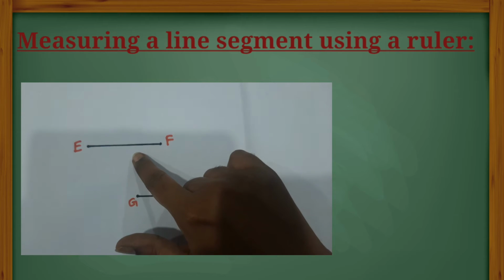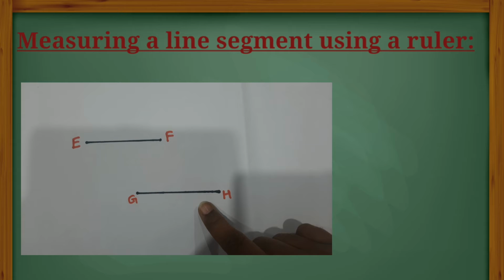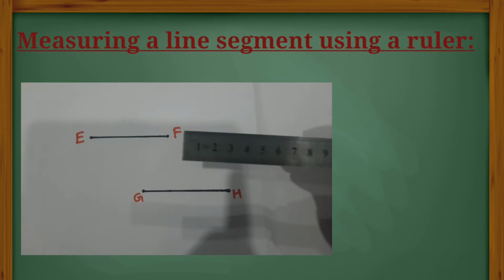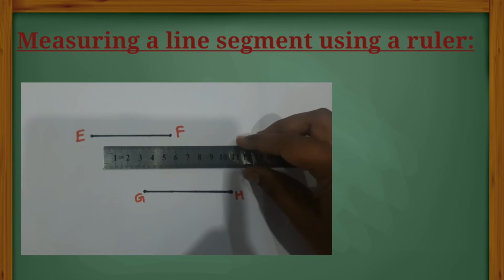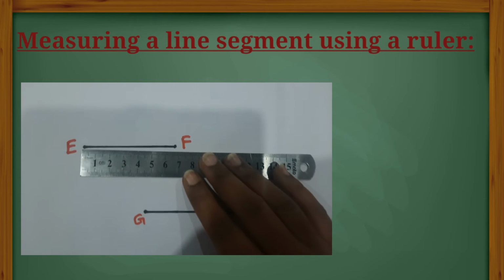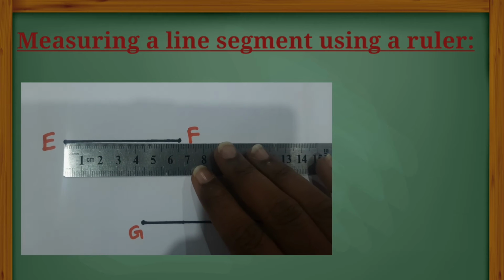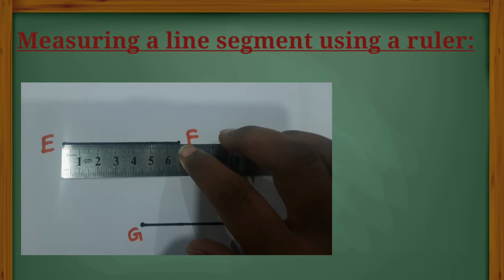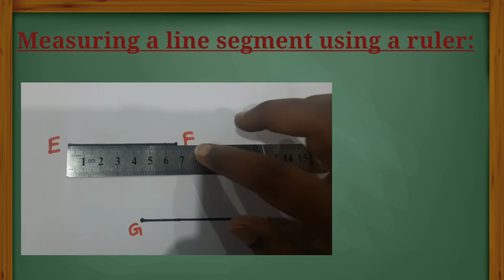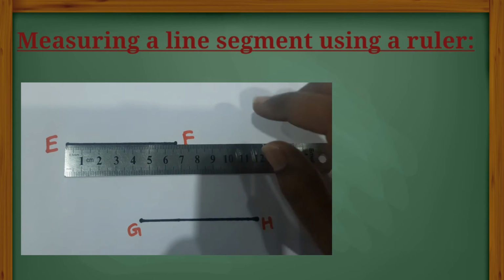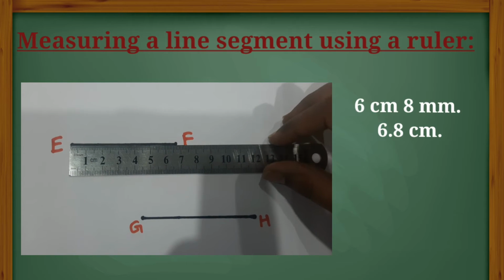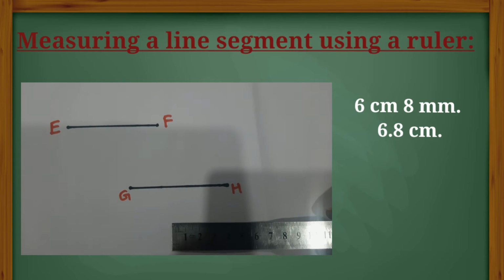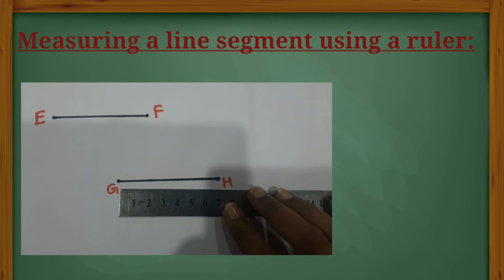Children, see here I have two line segments, EF and GH. Now I am trying to measure these two line segments, to see whether they are equal or not. Here I am measuring the EF line segment. Clearly EF is more than 6 centimeters, and if we count, there are 8 millimeters. So the length of the EF line segment is 6 centimeters and 8 millimeters, or 6.8 centimeters.